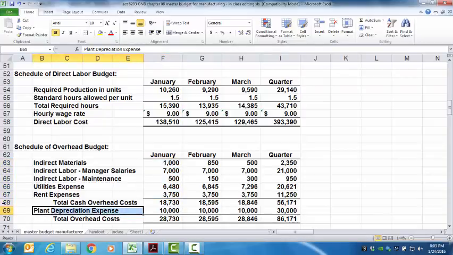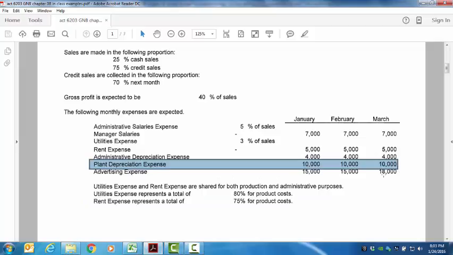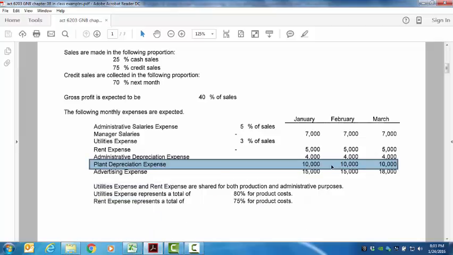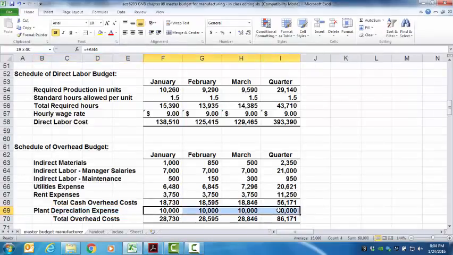And so we do have one non-cash cost over here, which is plant depreciation. And that says it is $10,000 a month. And again, this could change depending upon if you acquire more or less physical structure to depreciate, more or less equipment, what have you. So let's take 10,000, and you can see that's what I put here all the way across. And then I can do a grand total to get my total overheads for any month and the quarter.